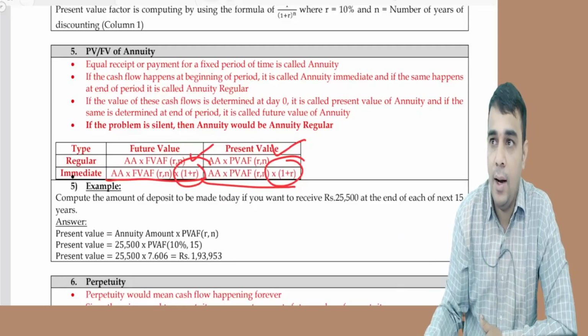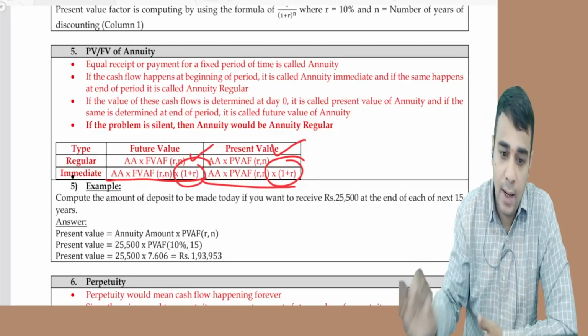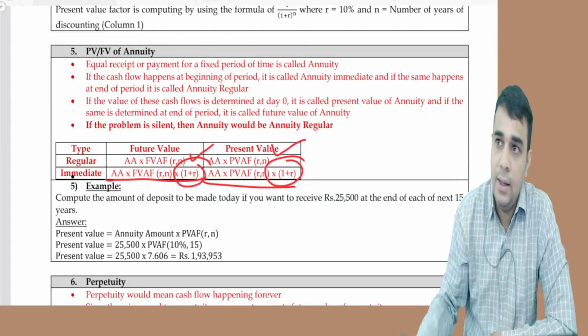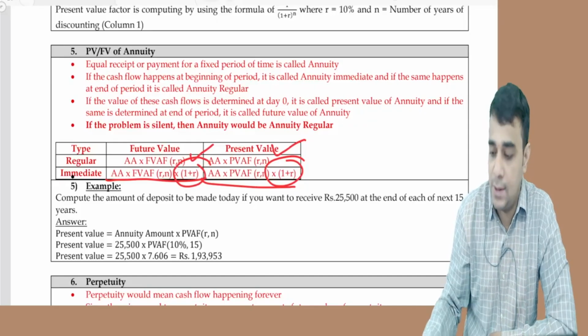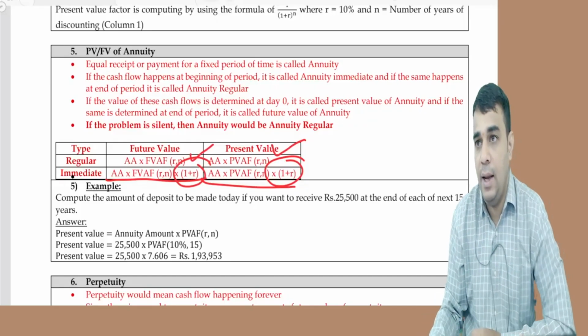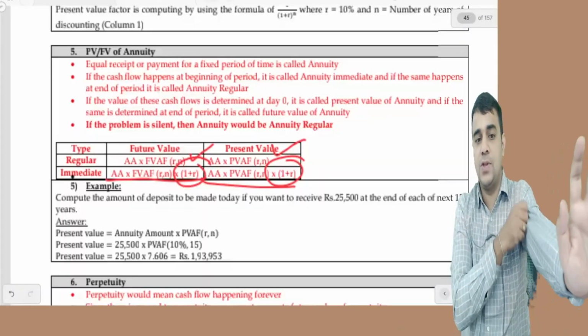The other logical way, I have explained how you get the factor also. If they give the table value, great. If they don't give the table value, understand how regular is done. Immediate is into 1 plus R. Any doubts on the example here? Able to understand this? Can we proceed? Okay. Now I go to the next concept.